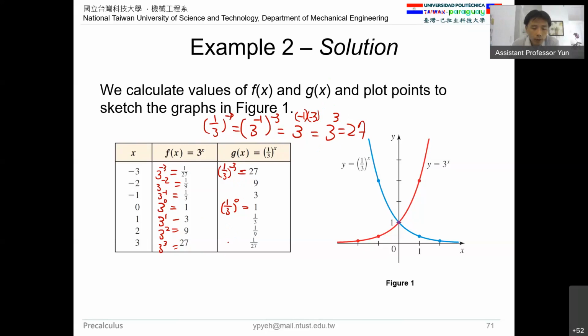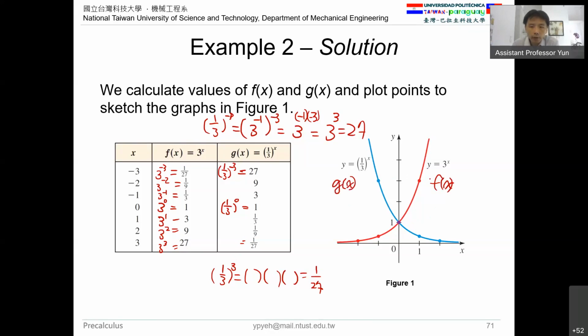So in the case when x equals 3, then (1 divided by 3) to the power of 3 is quite easy to understand. That will be 3 to the power of -1 times 3, which will equal 1 divided by 27. Okay, then we just plot the graph of this f of x and g of x here.